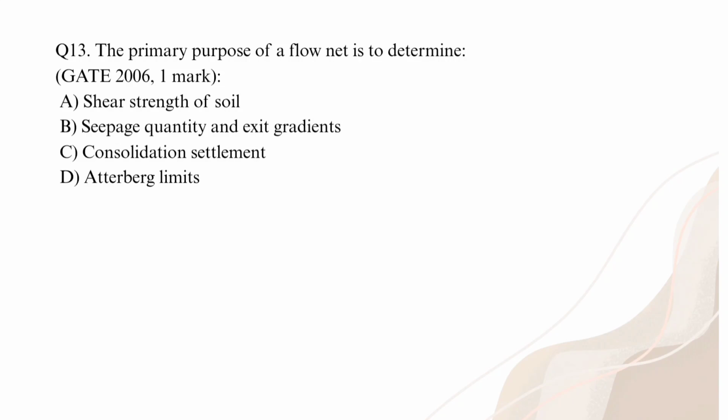Then question number 13. The primary purpose of a flow net is to determine, and options are option A shear strength of soil, option B seepage quantity and exit gradients, option C consolidation settlement, and option D Atterberg limits. And the correct answer is option B, seepage quantity and exit gradient. And this question was asked in GATE 2006 for 1 mark.